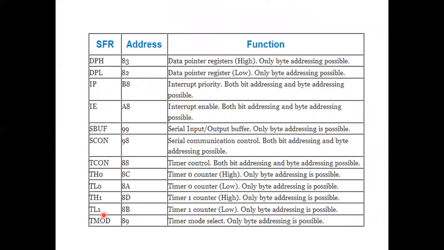Special function registers, that is DPH, data pointer high, and DPL, data pointer low, are represented by an address. As already told, each register is represented by an 8-bit address. For the data pointer register, addressing is possible only by address. Same as interrupt enable, interrupt priority, serial input output buffer, SCON, that is serial communication control, and timing control. Then timer 0 lower byte, timer 1 higher byte, timer 1 lower byte, and timer mode set. These are the controlling registers used in the microcontroller.